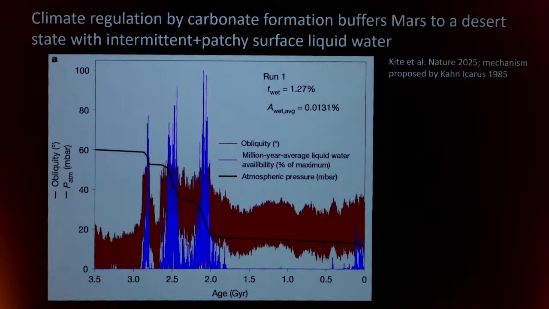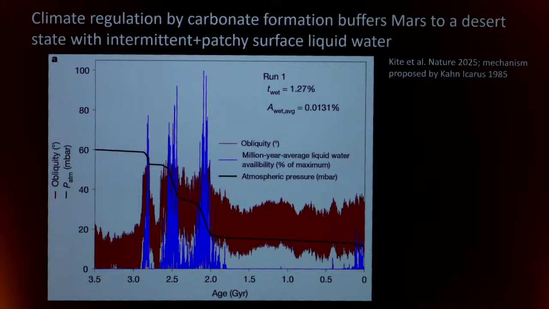Basically because when liquid water is available, the carbonate formation rate is relatively high. It's paced by cation availability, so basically fresh rocks, olivine-rich rocks, pyroxene-rich rocks, are broken down and transported into the liquid water availability zones, release cations, and that can form carbonates. Okay, so that's the basic idea.